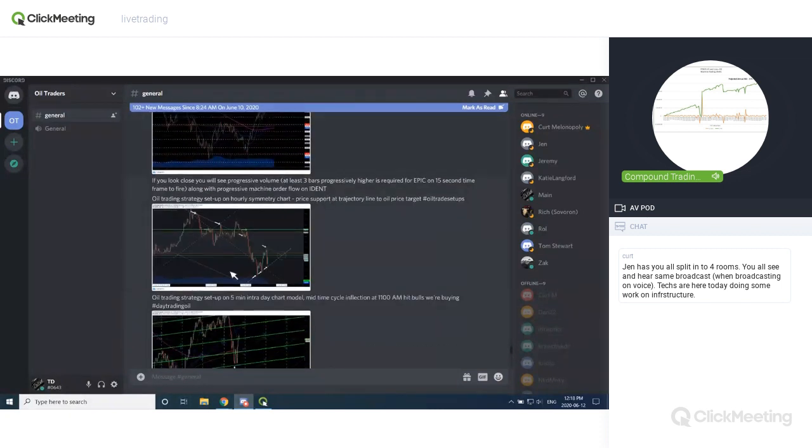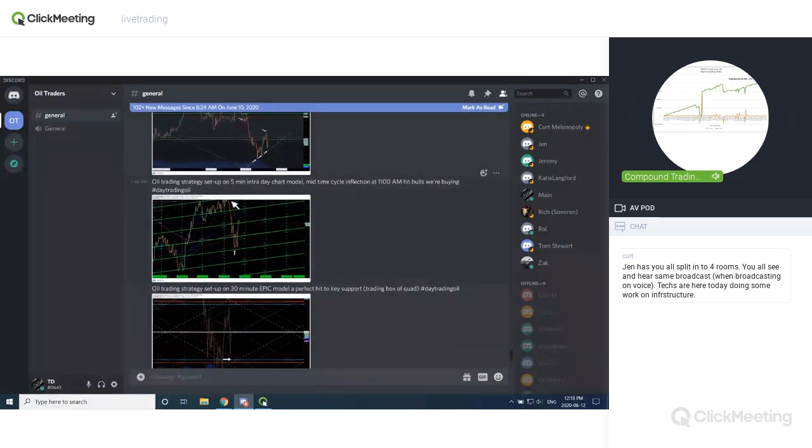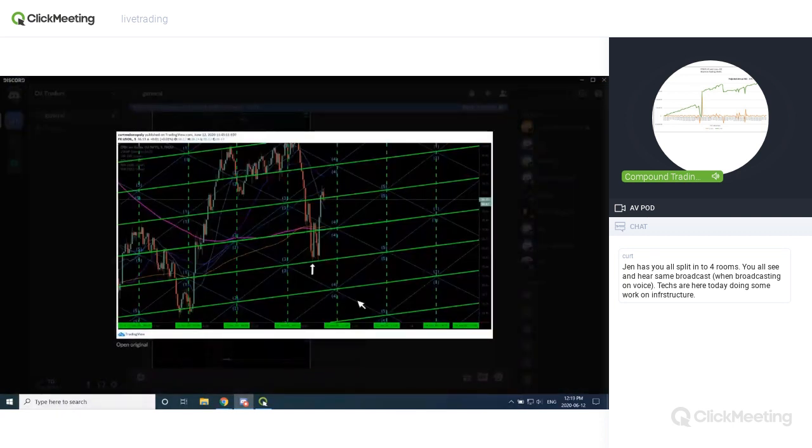But anyway, so that's the 1 minute, that's the 1 hour. So it had support on both. It had the double bottom. It had the order flow volume. What's most important, in my opinion, is this 5 minute. This 5 minute for day traders, oil day traders, is super critical.